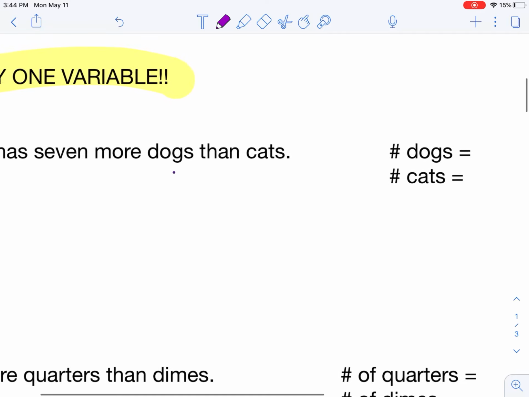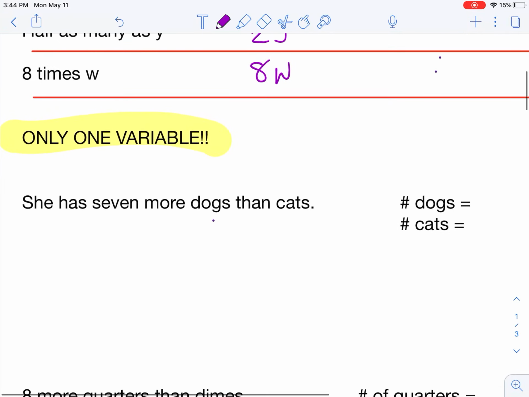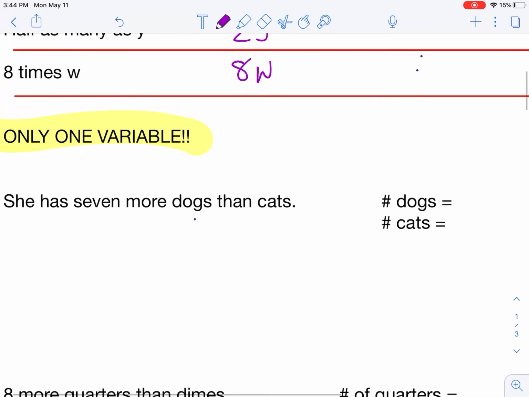Here's the tricky part. We're only allowed to use one variable, and sometimes it seems a little tricky about which one we should make the variable. So we're only allowed to use one variable because we don't know how to deal with equations that have more than one variable in them. You'll learn that next year. So let's say she has 7 more dogs than cats.